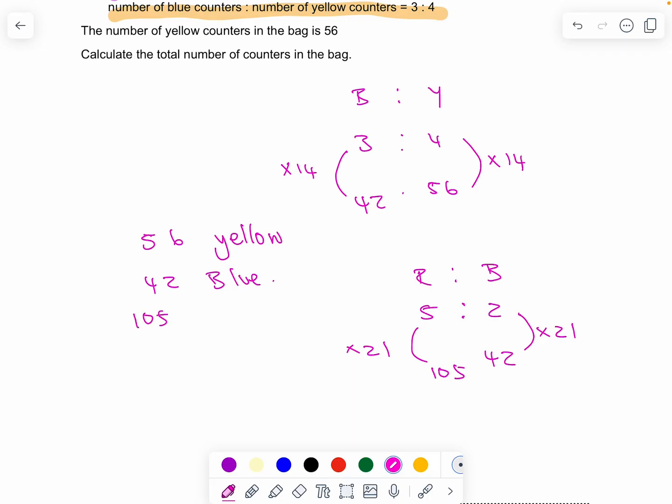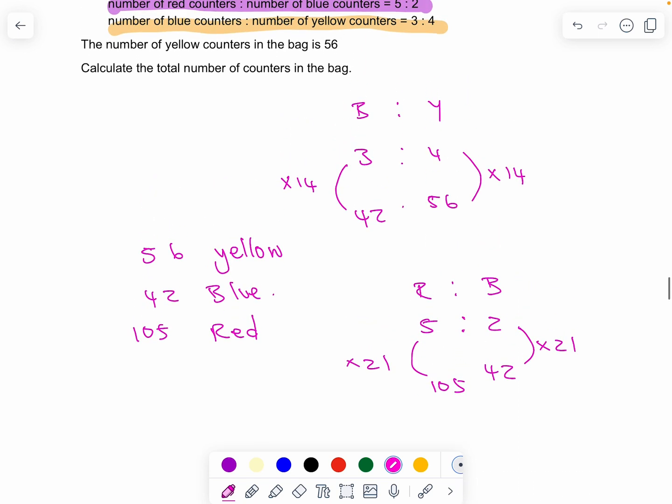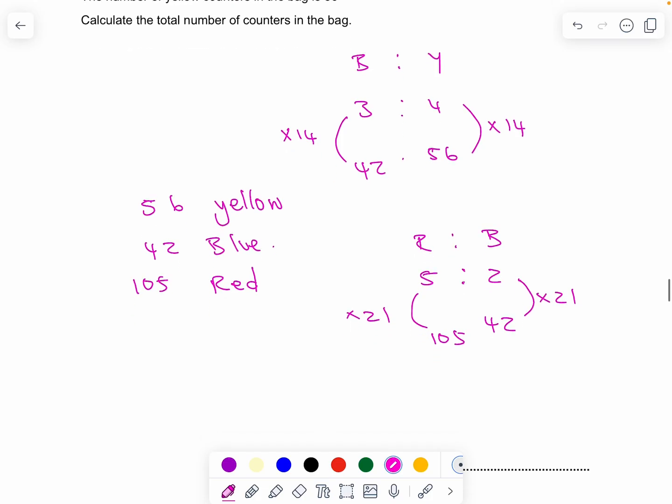So 105 red. And so simply it says how many counters do I have in total in the bag. So I've done most of the work. I'm going to do 56 plus 42 plus 105 on my calculator. And that's going to give me 203 counters in total.